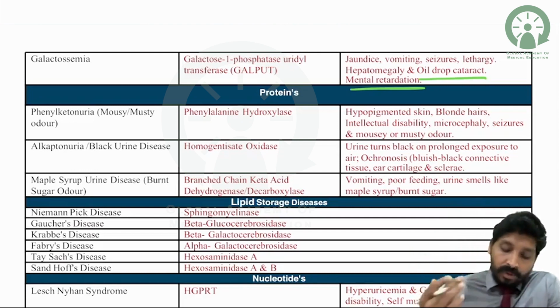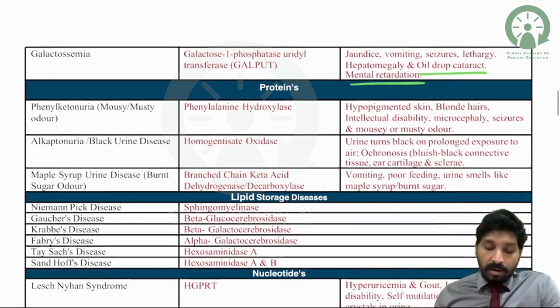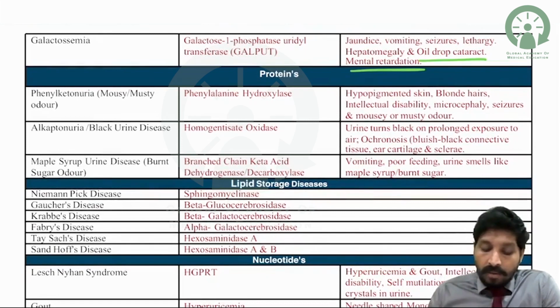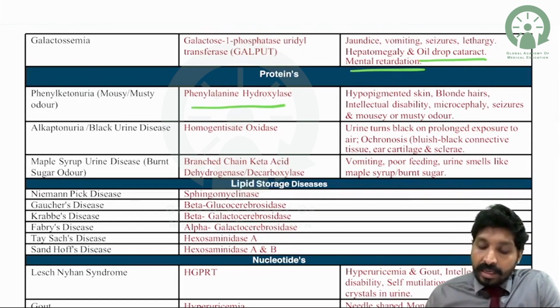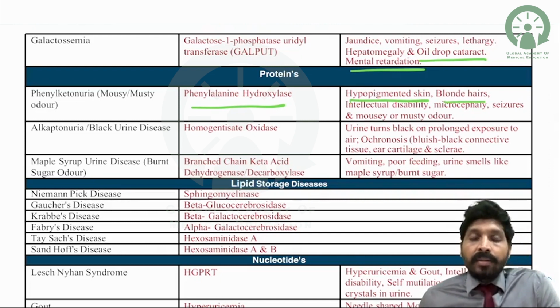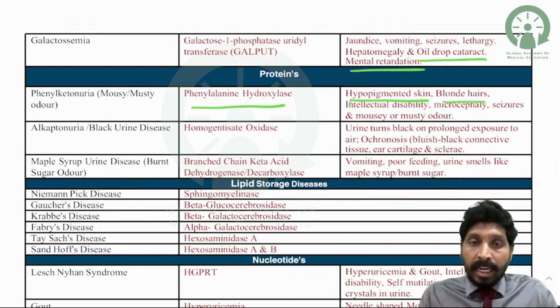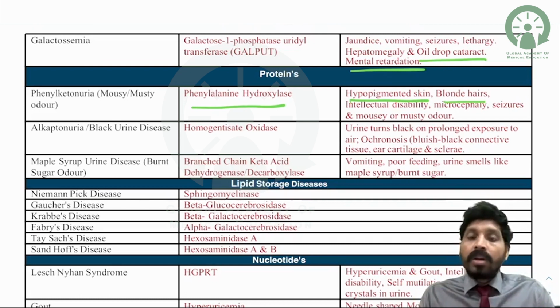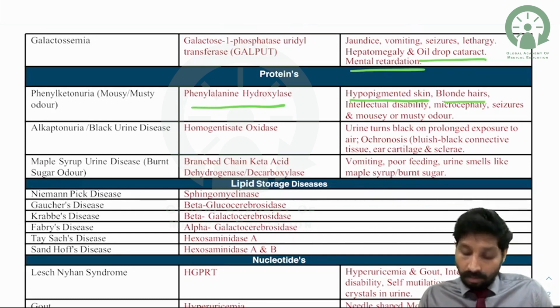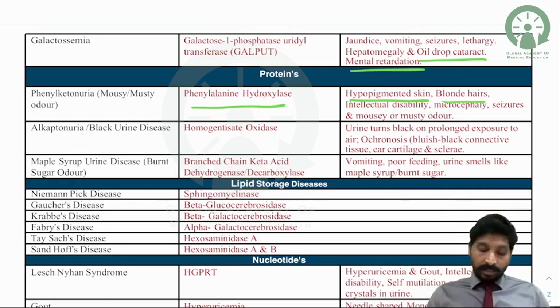And phenylketonuria, if you are talking about protein metabolism disorders, phenylketonuria, we just discussed. Phenylalanine hydroxylase is the enzyme deficiency. Hypopigmented skin, blondish hair, because phenylalanine is required to form tyrosine. Tyrosine is the main thing to synthesize melanin. As melanin is not there, you can make out hypopigmented skin, blondish hair, intellectual disability, microcephaly, seizures, and mousy or musty odor. You can make out the characteristic feature.